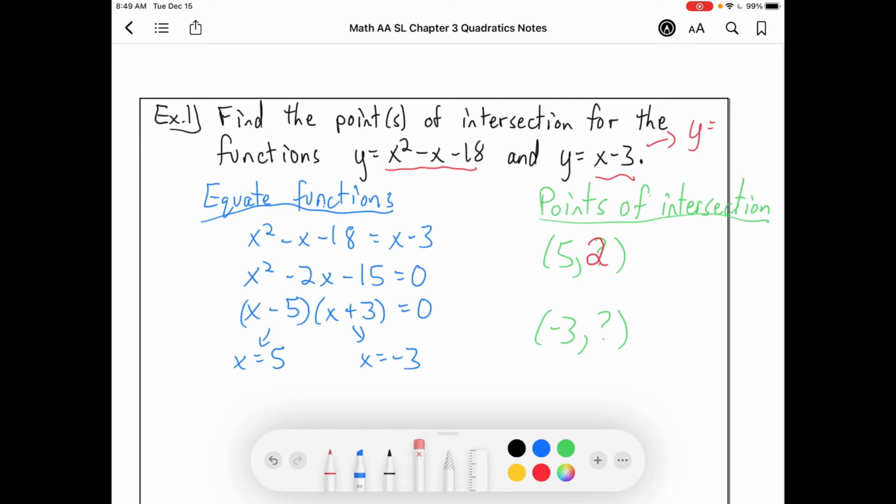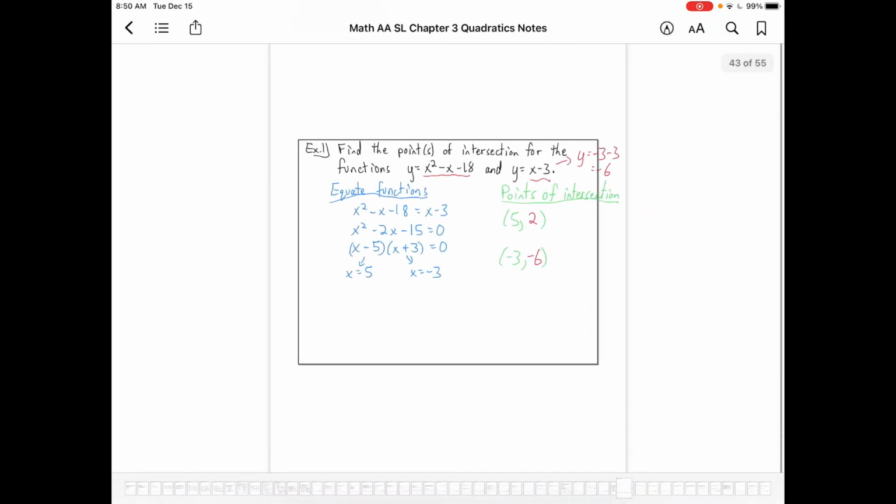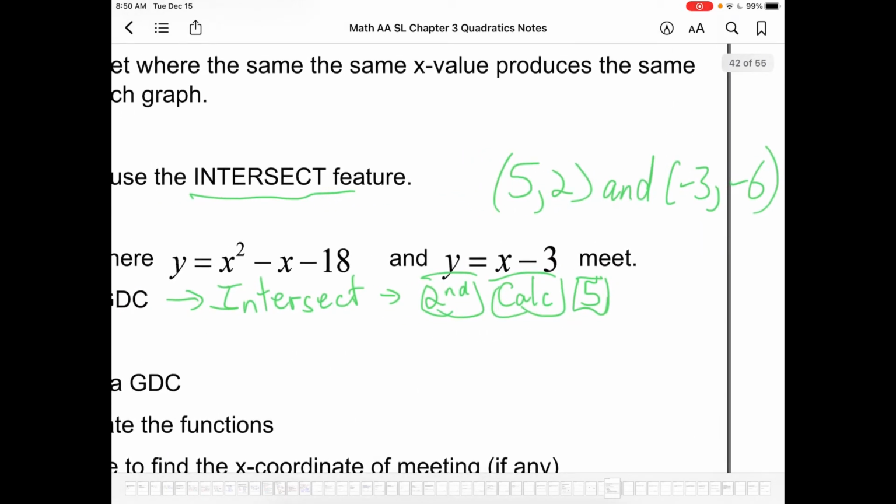If, by the same token, I took that equation and put in a negative 3 into it, I would have negative 3 minus 3, or negative 6, meaning this point of intersection should be negative 3, negative 6. Let me rewrite those a little more nicely. Let's check out whether those were the same points of intersection we found before. Oh my gosh, they are.